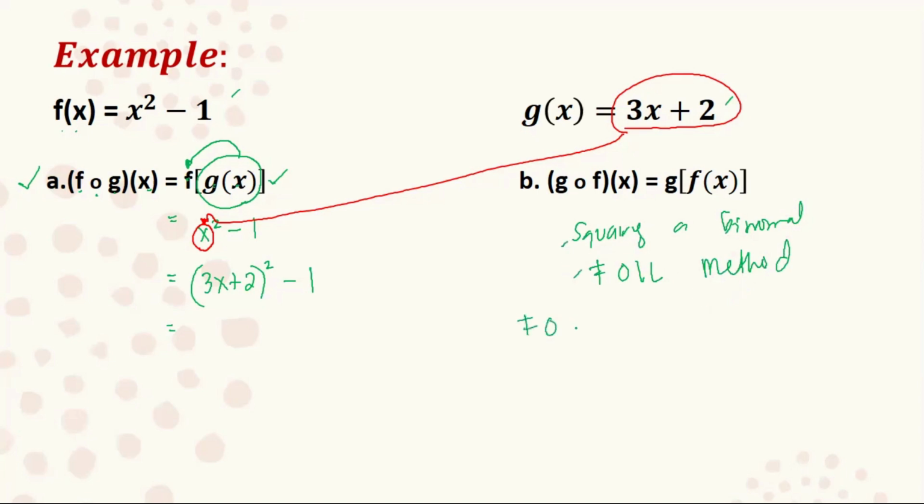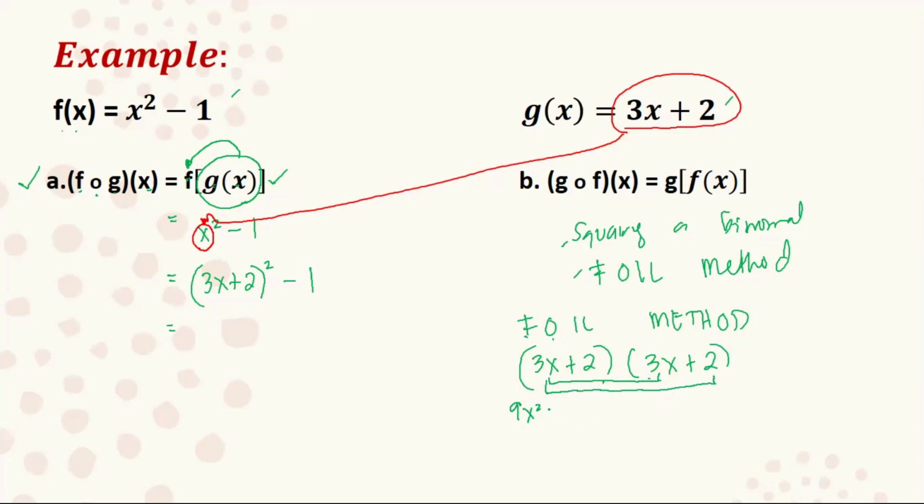So let's perform the FOIL method. In my case, I'll be using the FOIL method. So we have here 3x plus 2, then 3x plus 2. Bakit ma'am dalawa? Kasi nga may exponent tayo dito na dalawa. Okay? So F stands for the first terms. 3x times 3x is 9x squared. O stands for the outer terms. 3x times 2 is positive 6x.